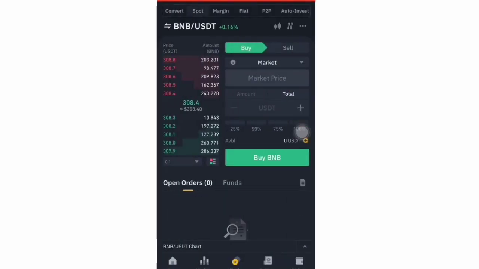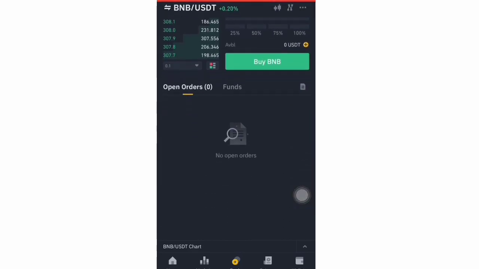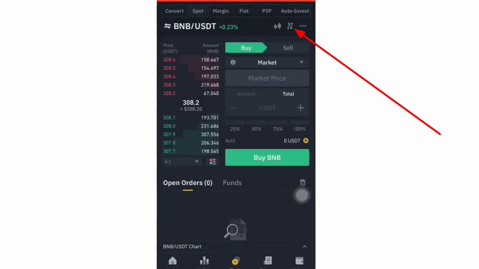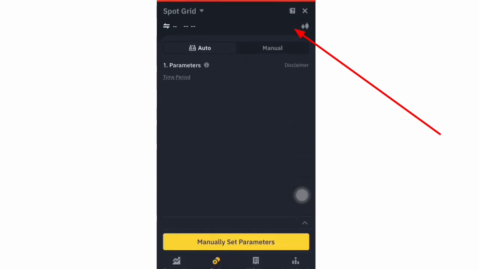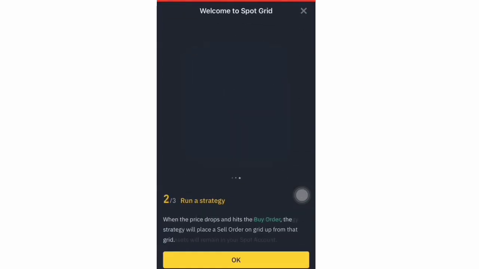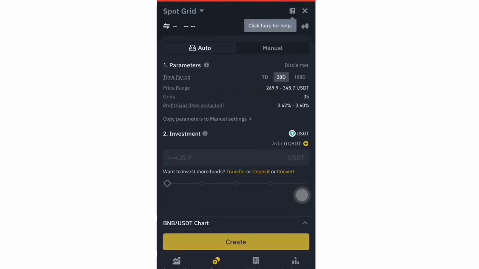So that's what we're going to be talking about, spot trading. All these percentages are if you want to buy a percentage of your account. This thing here is actually like the bot. If you understand the market, spot grid is like the Binance bot to trade for you. This is where you come to set it. We're not going to be talking about this right now.